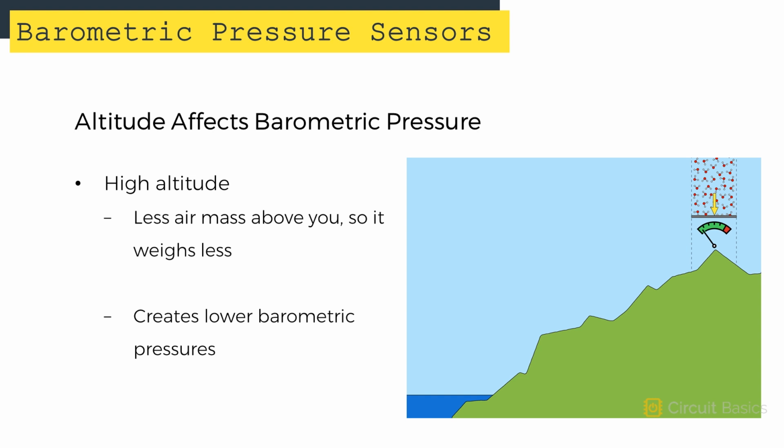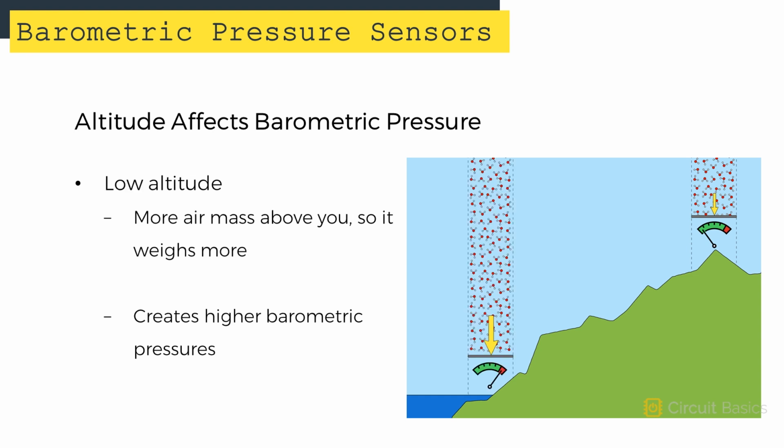Atmospheric pressure also changes with altitude. If you're up in the mountains, there's less air above you and less air mass to create pressure. If you're at sea level, there's more air above you, which creates more atmospheric pressure. We'll look at altitude effects on atmospheric pressure in the next video, but for now, let's look at something else that can influence atmospheric pressure: the weather.